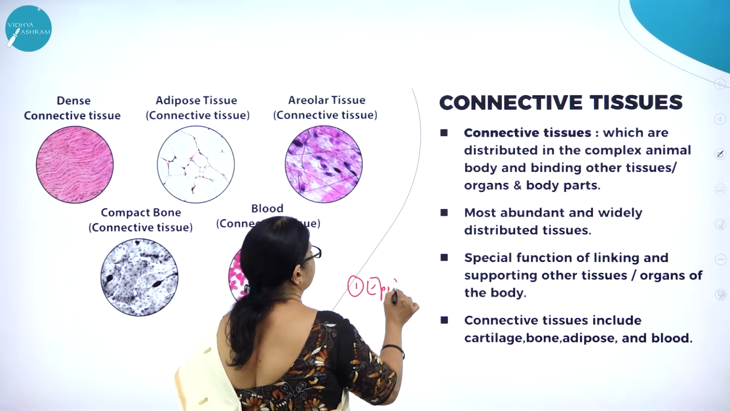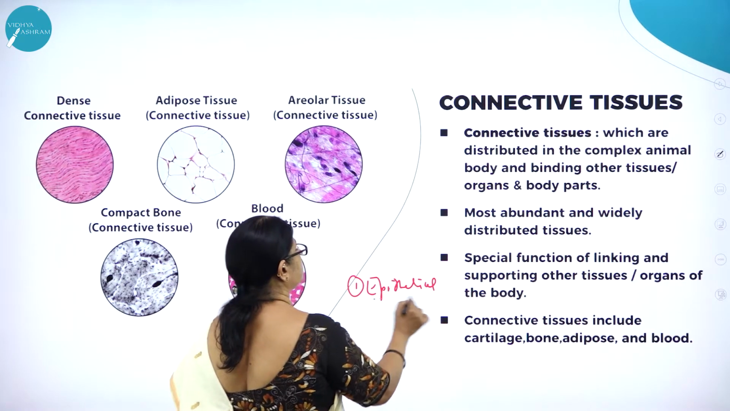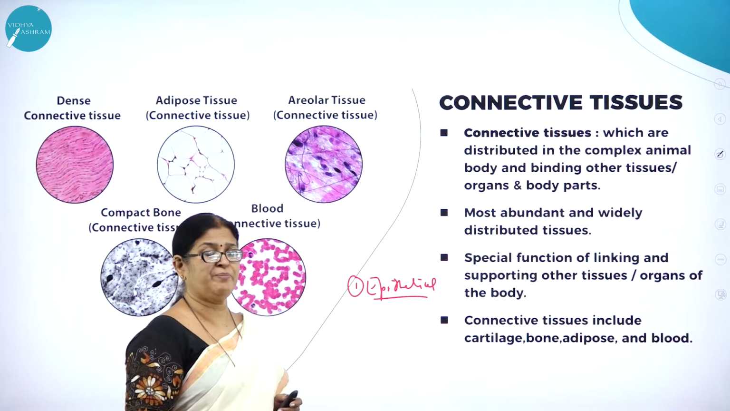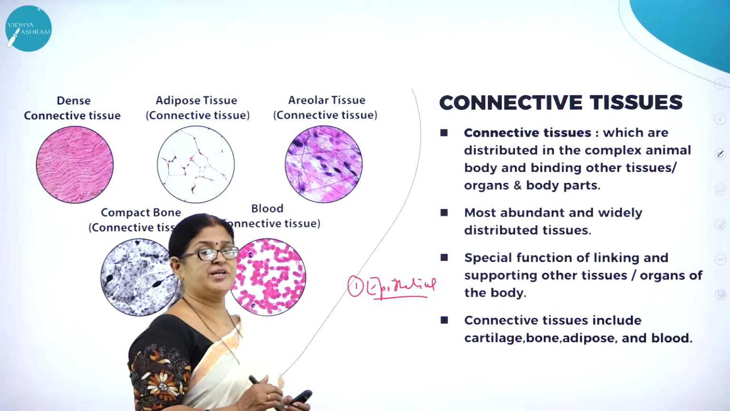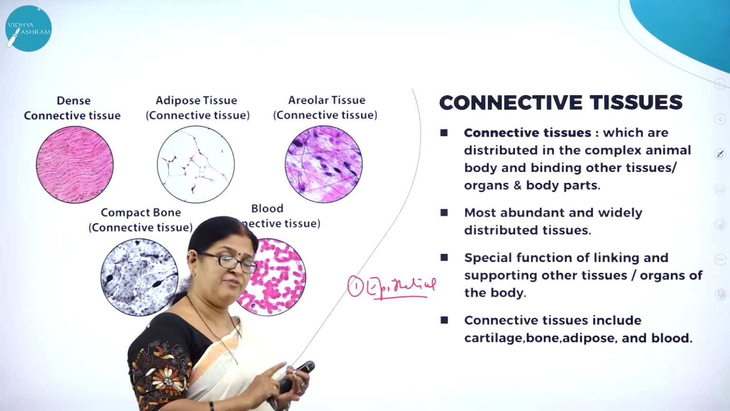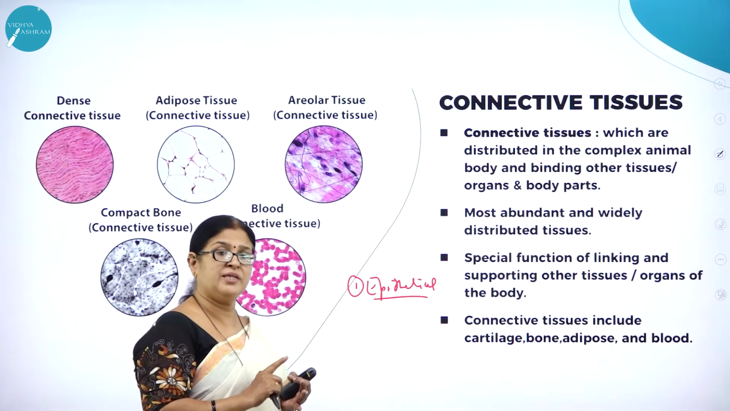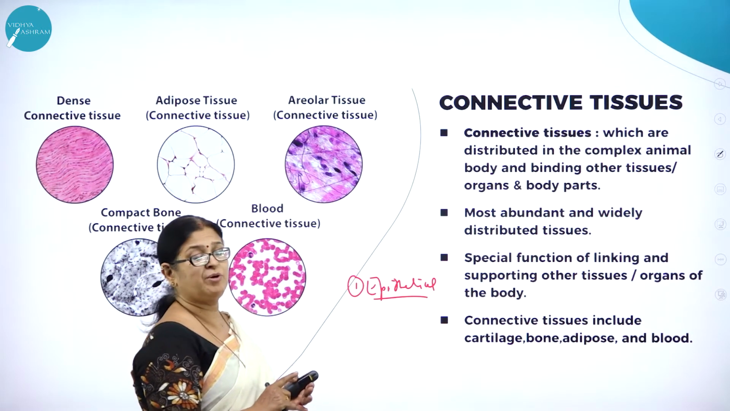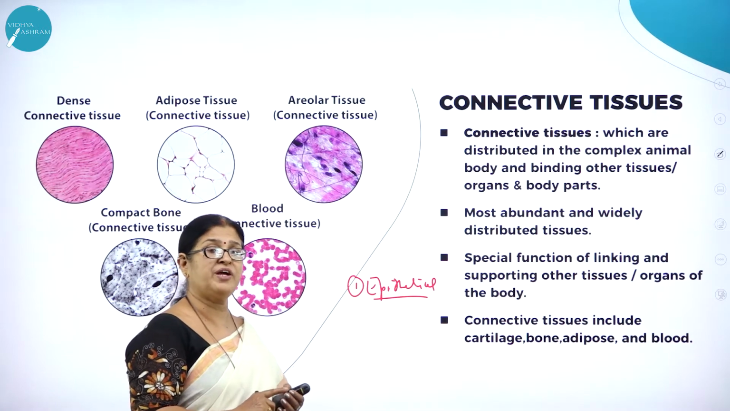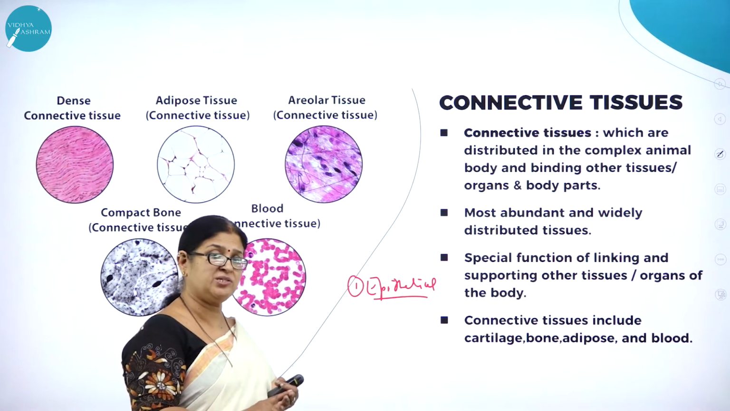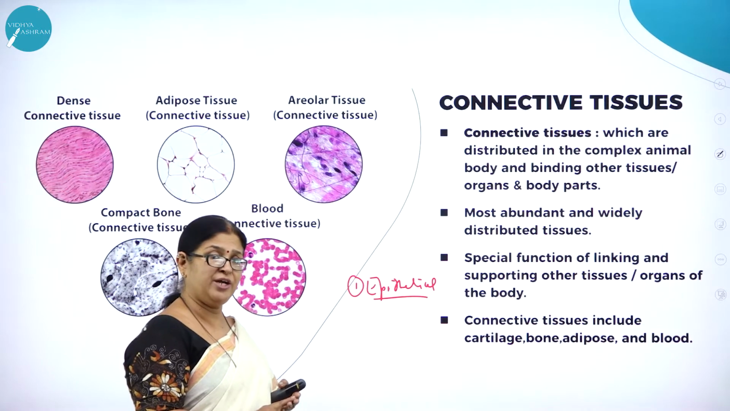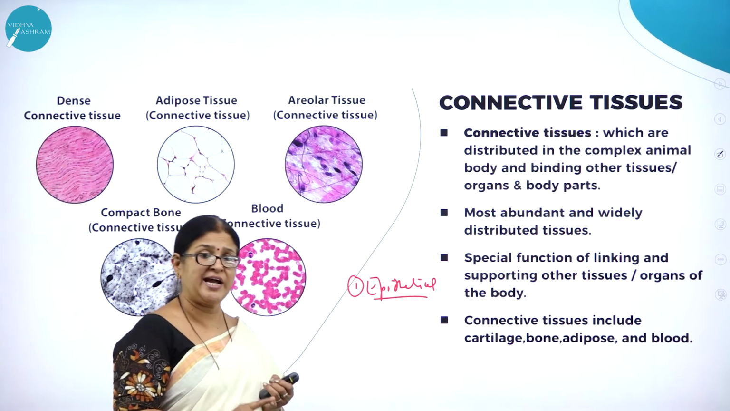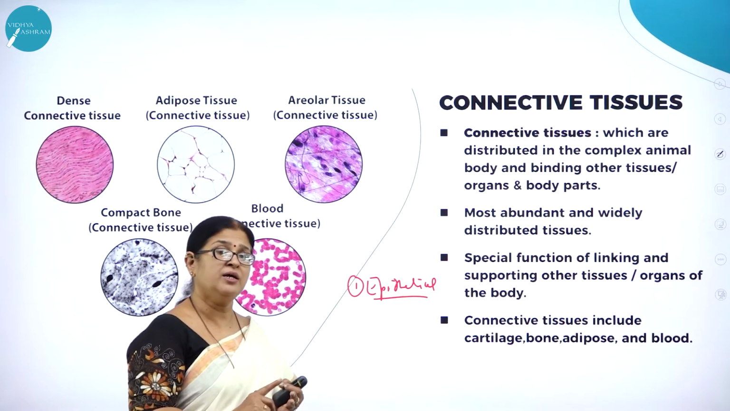So first one was epithelial tissue. We have studied what is epithelial tissue, what are the two basic types of epithelial tissue, that is simple epithelium and compound epithelium. And in simple epithelium, we have studied about squamous epithelium, then cuboidal epithelium, then columnar epithelium, ciliated epithelium, glandular epithelium. Then we have studied about compound epithelium. In compound, we have studied about simple glands, multicellular glands, exocrine glands, and endocrine glands. Then we have studied about cell junctions, where we have studied about tight junctions, adhering junctions, and gap junctions.